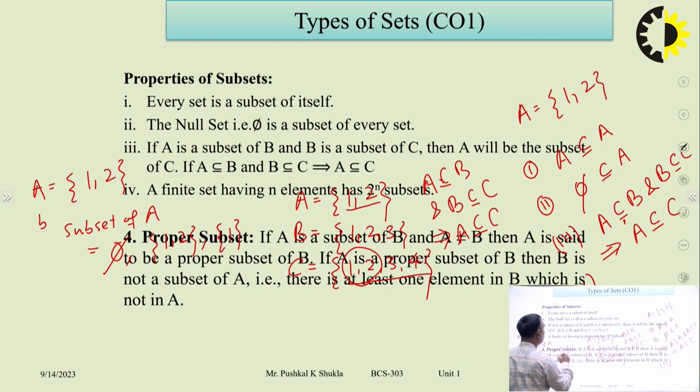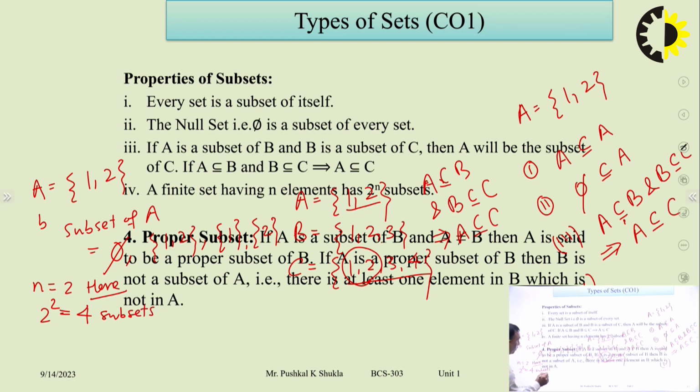{1} is a subset of set A and {2} is a subset of set A. So by this way there are four subsets of set A. So we can conclude if n equal to 2 here, 2 elements are there in the set, so 2 to the power 2, it means 4 subsets are there, and these subsets are phi, {1}, {2} and {1, 2}.